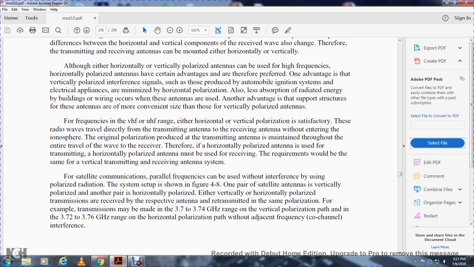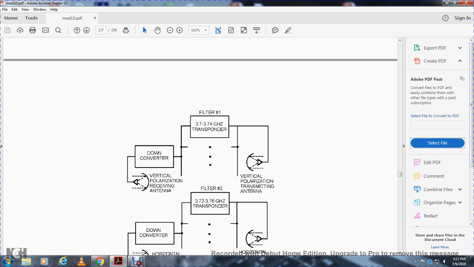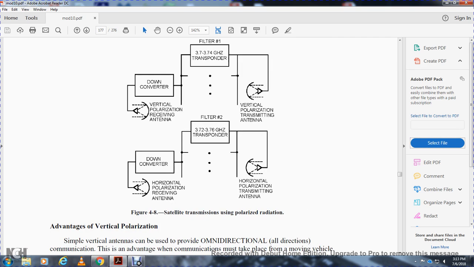For example, the transmission may be made in the 3.7 to 3.74 gigahertz range for the vertical polarization path, and the 3.72 to 3.76 gigahertz range for the horizontal path, without adjacent-frequency co-channel interference. The figure shows the filter, down converter, vertical polarization receiving antenna, and vertical polarization transmitting antenna, with the 3.7 to 3.74 gigahertz transponder. Also shown is satellite transmission using polarized radiation: the horizontal polarization receiving antenna, down converter, then the filter, the 3.72 to 3.76 gigahertz transponder, and the horizontal polarization transmitting antenna.